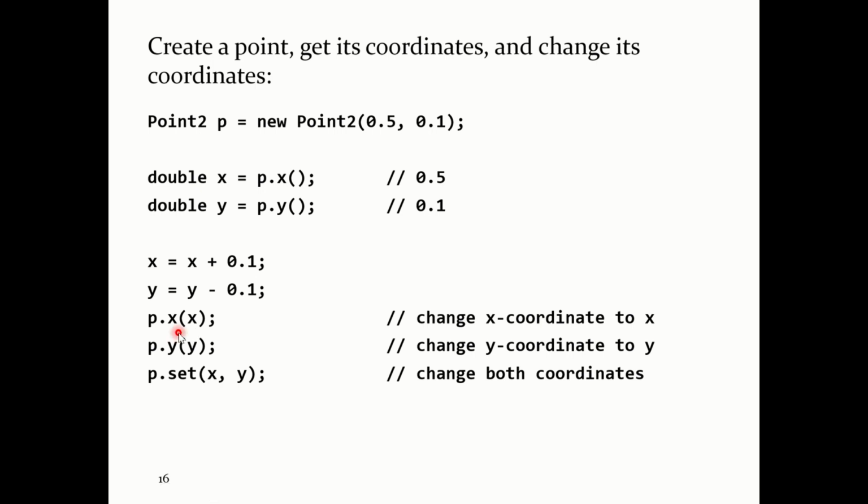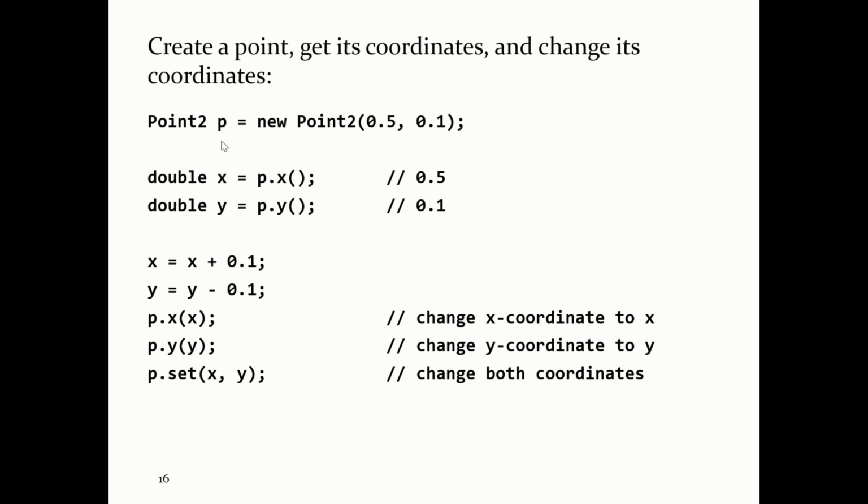Point2 also has a method called x that takes in a double value. So it's got a method x that has no values, and a second one that takes in a double value. The second one changes the x coordinate of the point. So p.x followed by 0.6 changes the x coordinate of point p to 0.6.